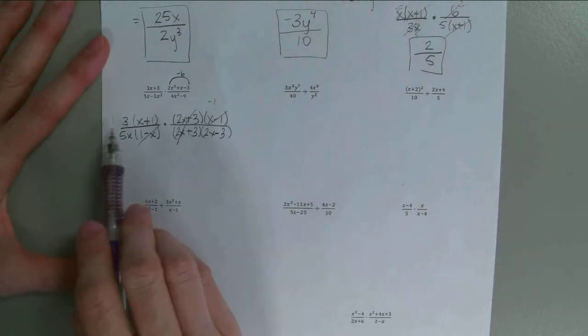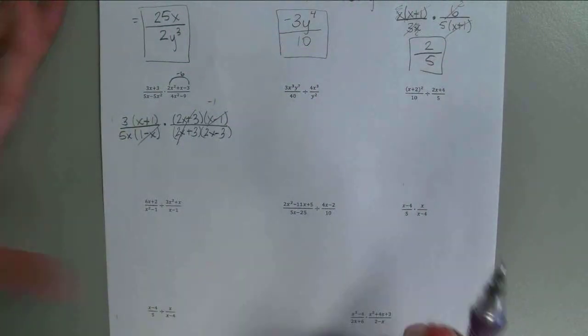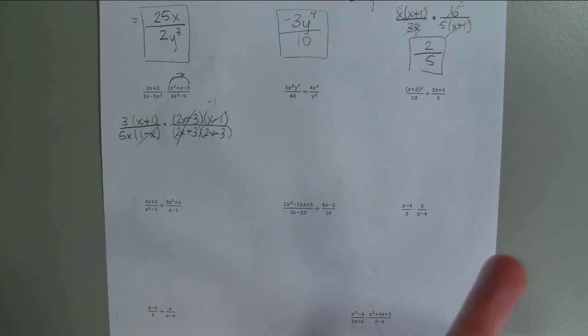Once you do the entire top, guys, know that there's going to be nothing left on the bottom to kind of cancel out. So you just multiply everything that remains. We have a 3, we have an x plus 1, and we have a negative 1. So it's just going to be a negative answer.